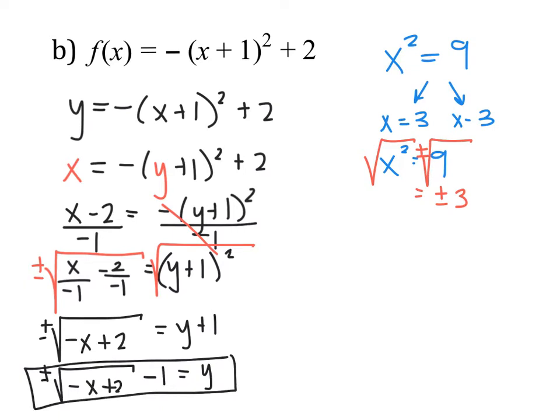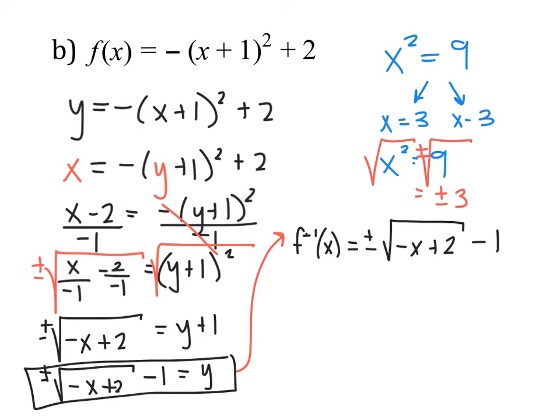So we can rewrite it as an inverse. So f inverse of x is just going to be plus or minus the square root of -x plus 2 all minus 1. There's our final inverse equation.